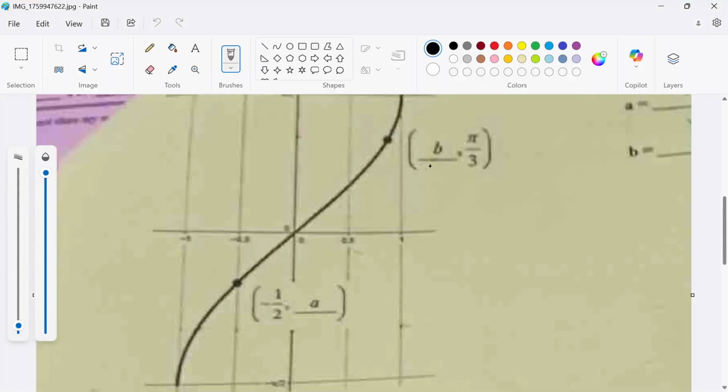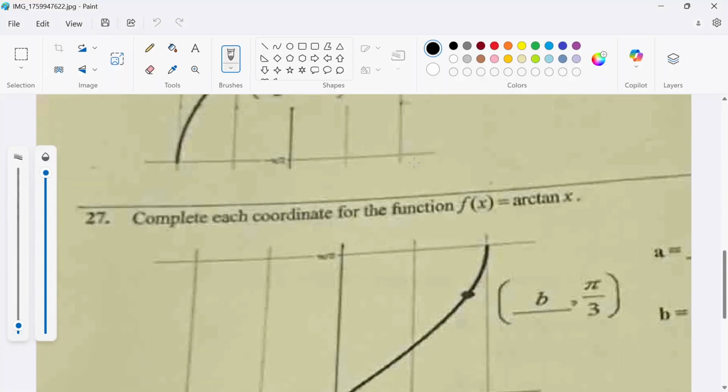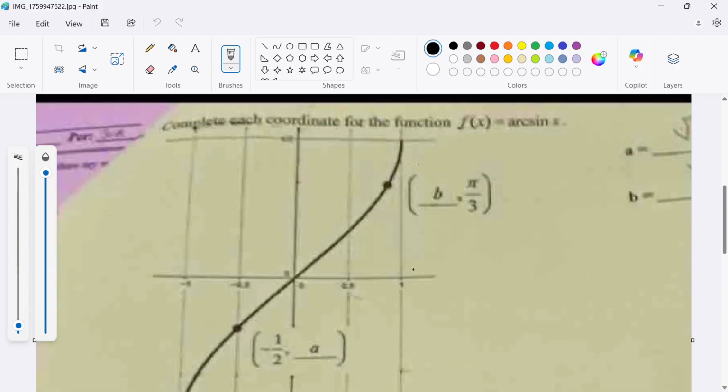Here's a pre-calculus question about arcsine and arctangent. Complete each coordinate for this function, f of x equals arcsine of x. Remember, arcsine and arctangent both have the same range. They go from pi over 2 to negative pi over 2. They're in the first and fourth quadrants.